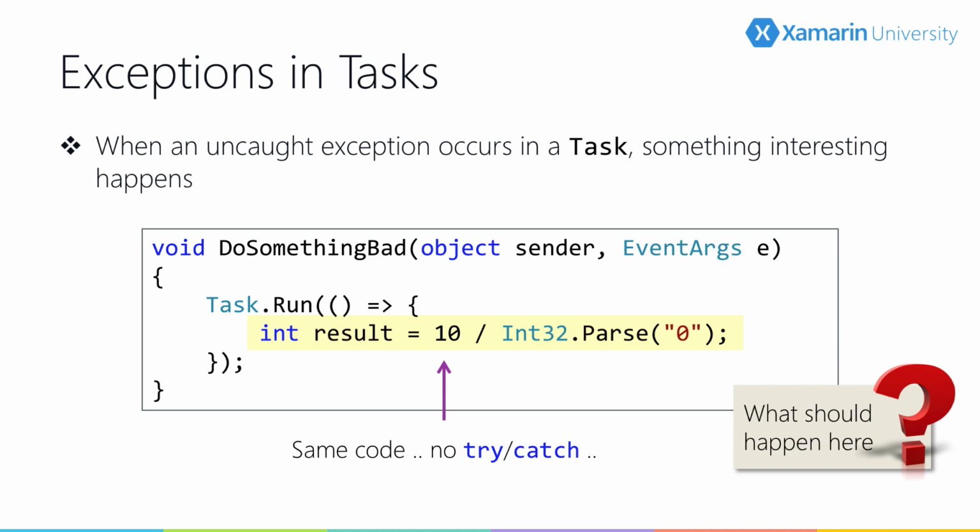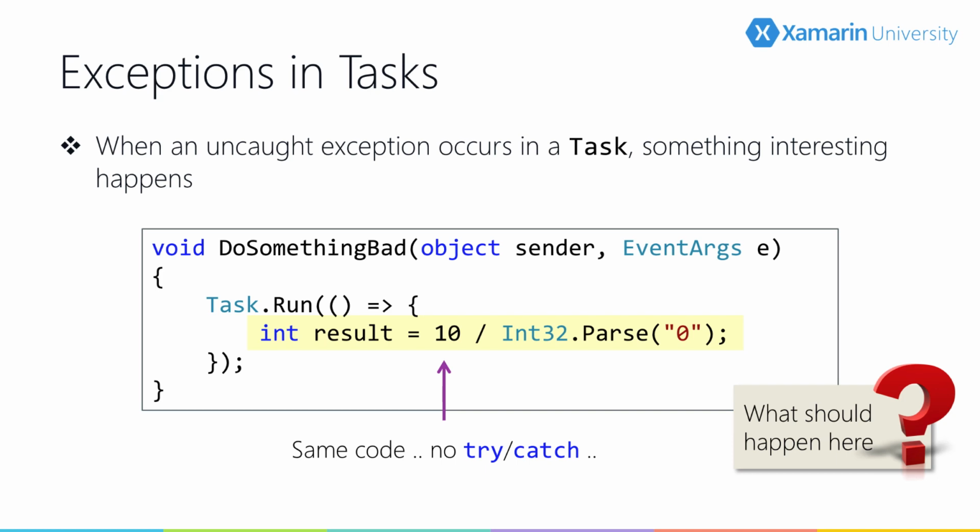Probably you're expecting this to also terminate the app. But something interesting happens. It will not. Instead, the app won't even notice that something went wrong. So what's going on here? Using Task.Run can magically divide by zero?